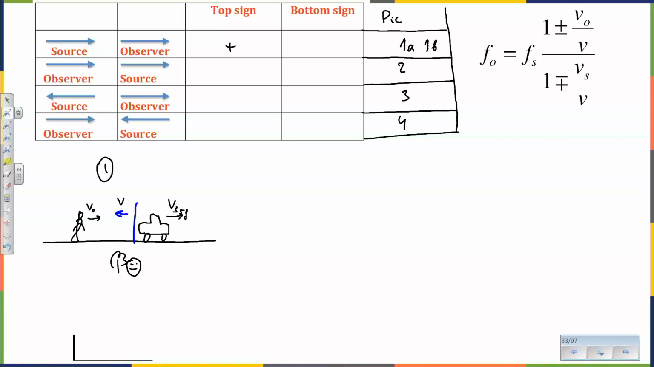Now, the source travels to the right, the wave travels to the left. So this wave is behind the source. So wavelength should increase, which means the frequency should decrease. So we should choose a plus for the denominator, to make it larger. Now that's 1A, 1B.